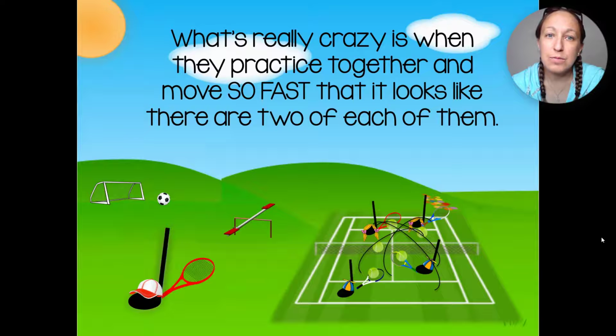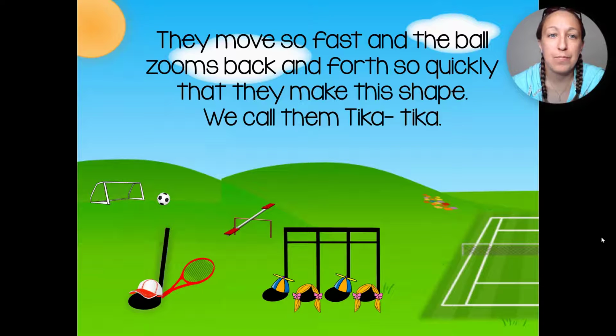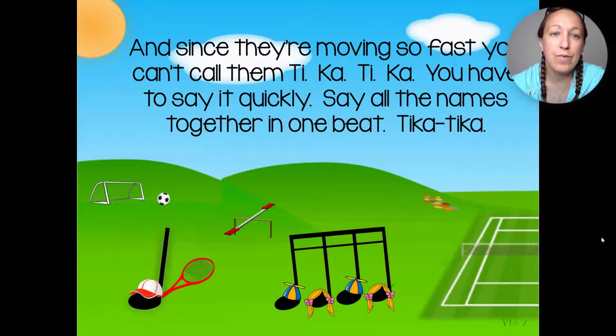What's really crazy is when they practice together and move so fast that it looks like there are two of each of them. They move so fast and the ball zooms back and forth so quickly that they make this shape. We call them tika tika. And since they're moving so fast, you can't call them T-ka, T-ka. You have to say it quickly. Say all the names together in one beat.